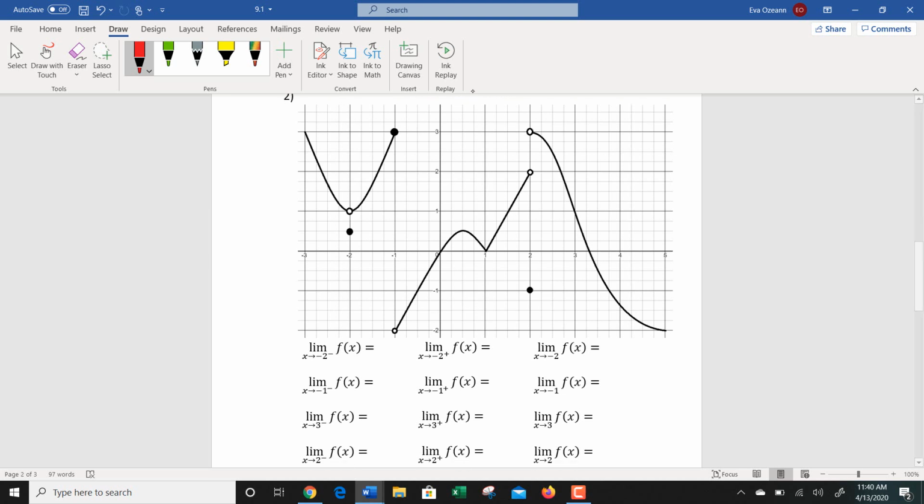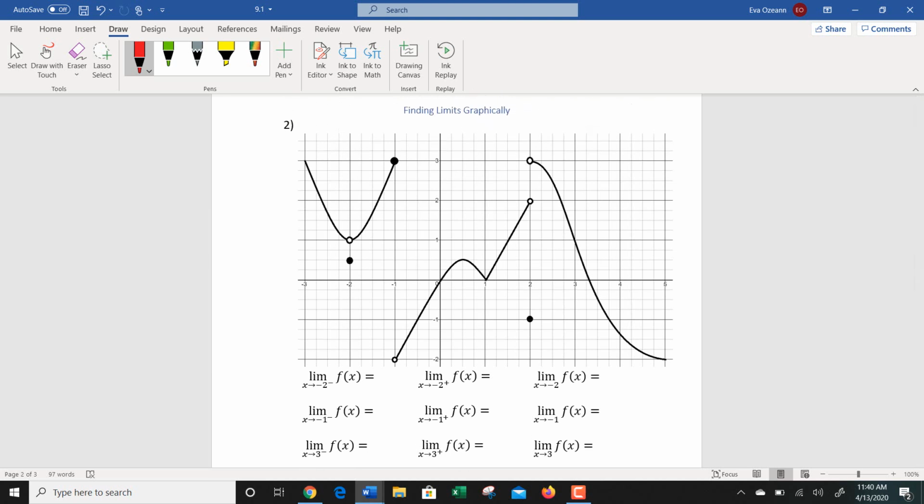So remember that when you're looking at a graph, your y-axis is your f of x, and your x-axis is what your x value is. Another thing before you even start looking at these problems is that if you have a solid point, that means that your function is defined there. An open circle means that there's no point there or it's undefined.